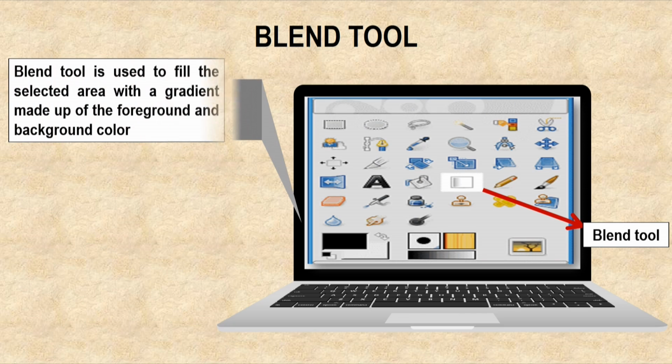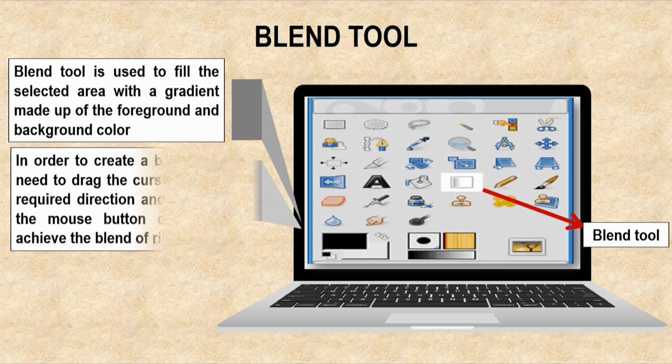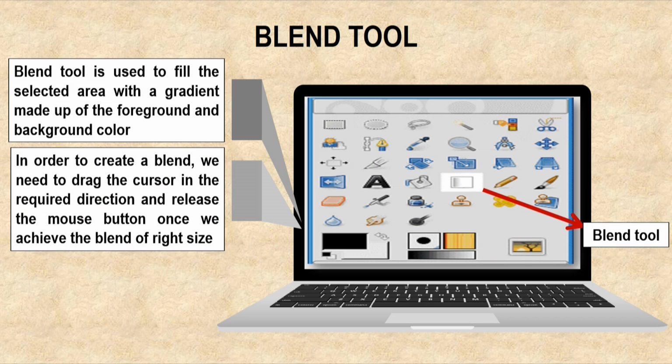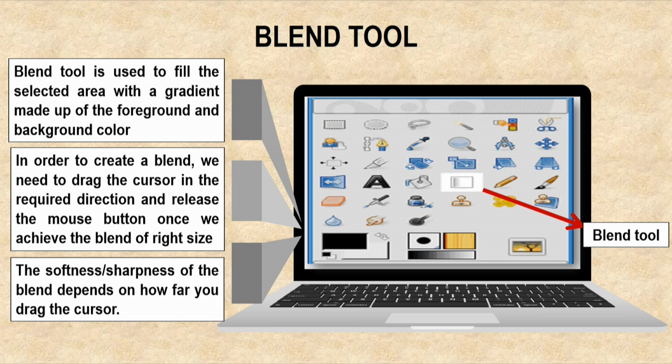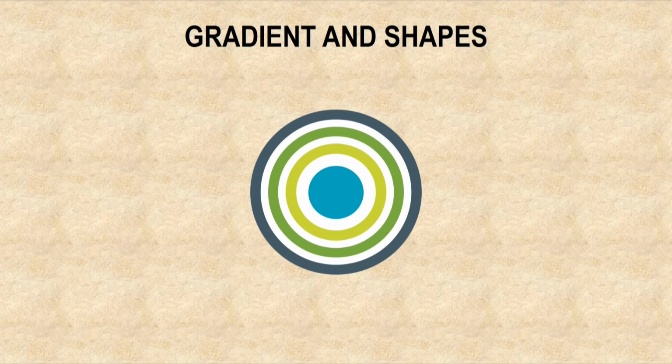Blend tool. The blend tool is used to fill the selected area with a gradient made up of foreground and background colors. In order to create a blend, we need to drag the cursor in the required direction and then release the mouse button once you feel that you have achieved the blend of the right size. The softness and sharpness of the blend depends upon how far you have dragged the cursor.